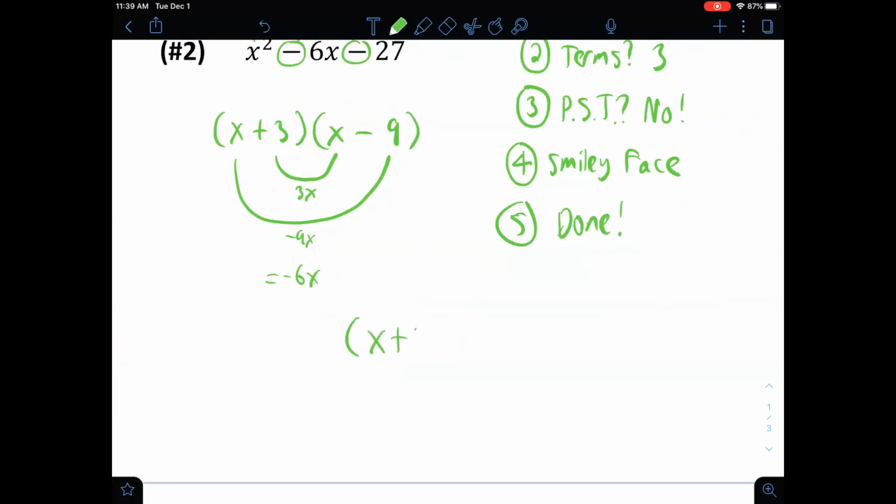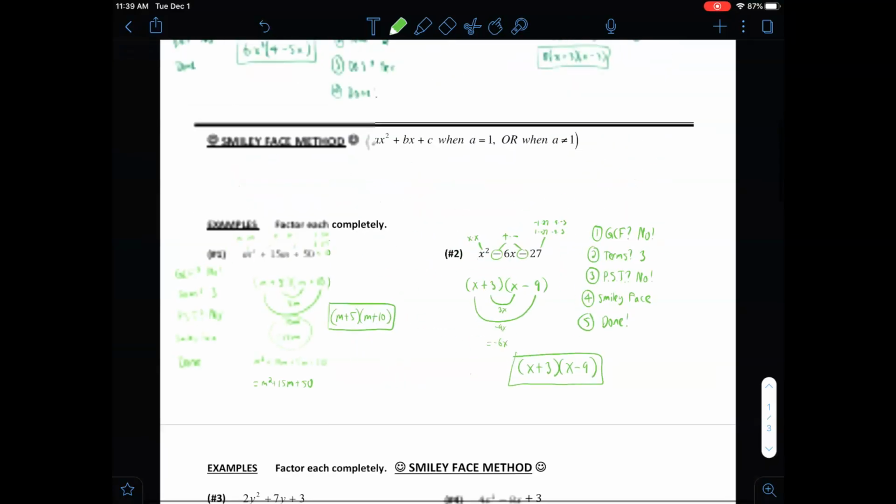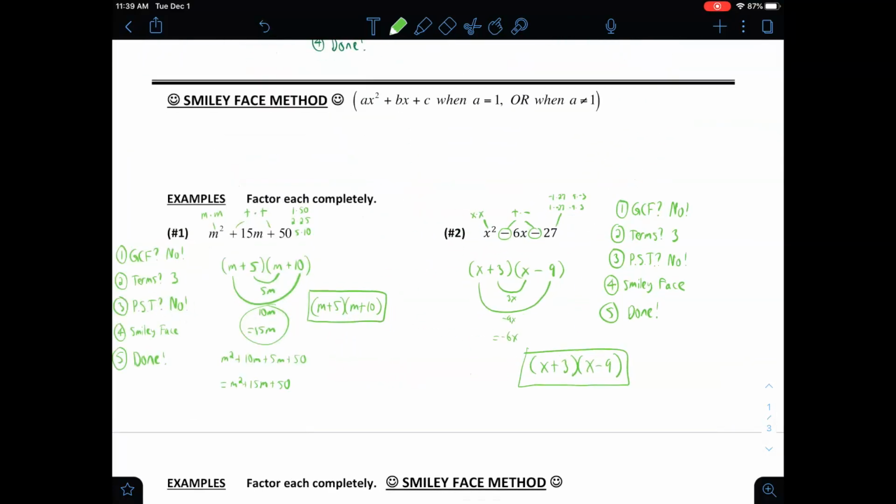So our answer is going to be x plus 3 times x minus 9. So this is not your answer right here, this smiley face stuff. Your final answer is whatever you factored to, whatever this final unfoiled thing is going to be. And there we go.